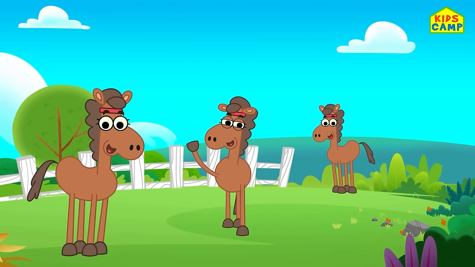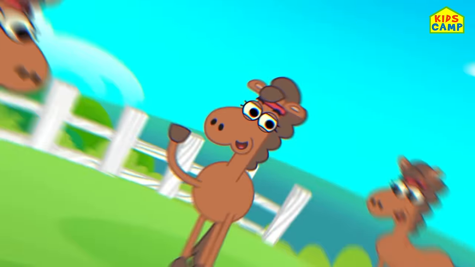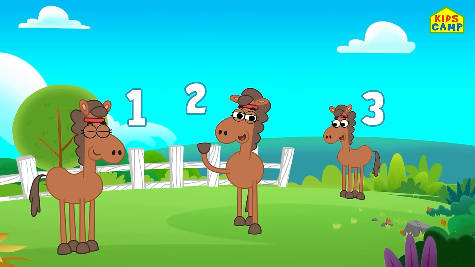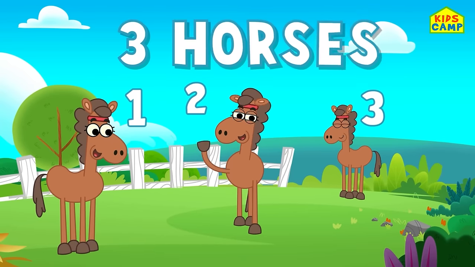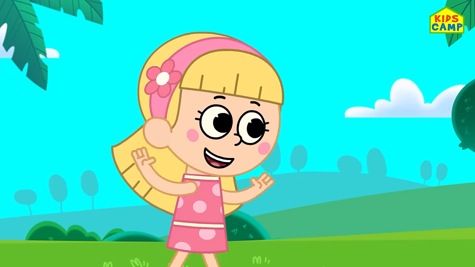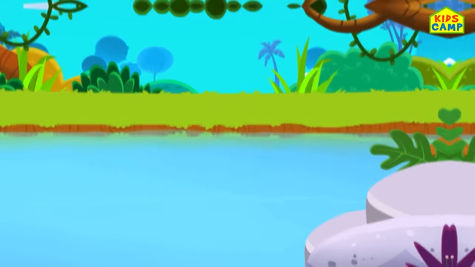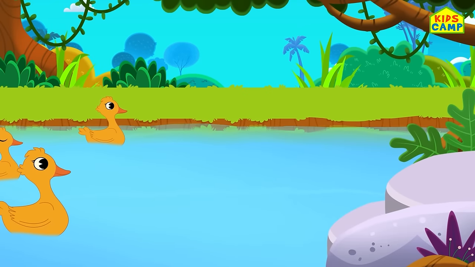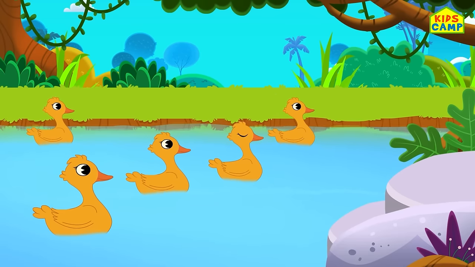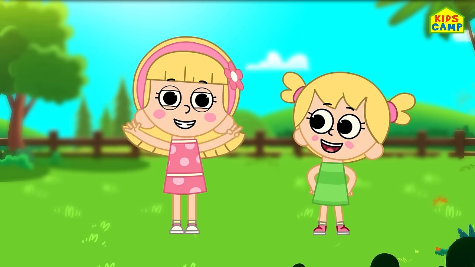Count horses. Here we go. 1, 2, and 3. Three horses. Yay! Wonderful, wasn't it? What else do we find on the farm? Ducks. That's right. Cute little yellow ducks. Let's count them. Ready, Eva? Here we go!